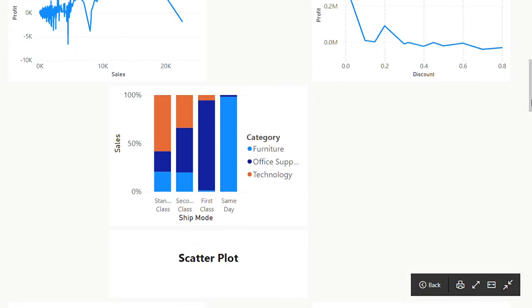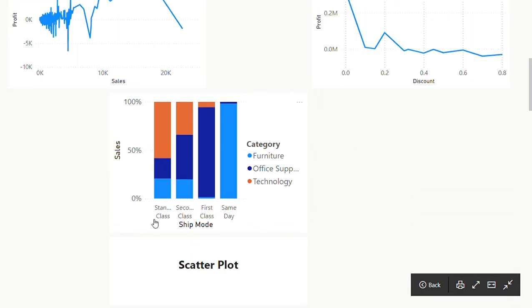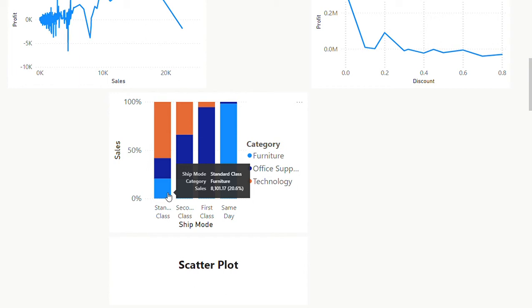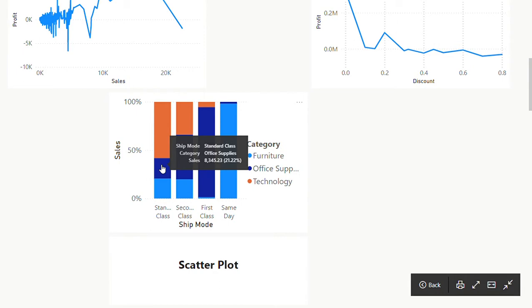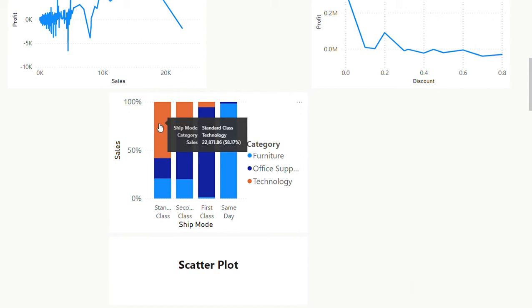Here the fifth chart, a bar chart, shows sales versus ship mode. First, ship mode standard class of category furniture got sales of 8,000. Then ship mode standard class of category office supplies, sales 8,000. Ship mode standard class, category technology, sales 22,000.